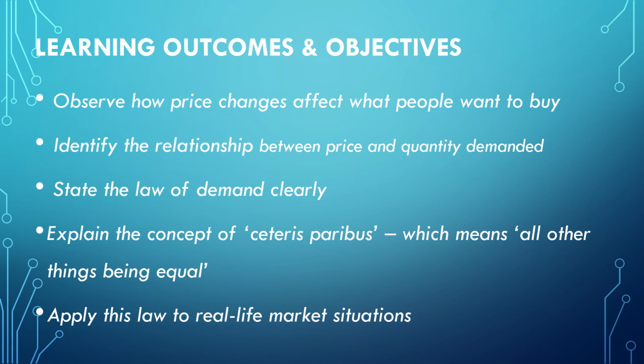Two, identify the relationship between price and quantity demanded, that is, what people want to buy. Three, state the law of demand. Is it a direct relationship or an inverse one? Four, explain how we can represent this relationship using tables and graphs. Can we visualize it? Finally, apply this law to real life market situations.